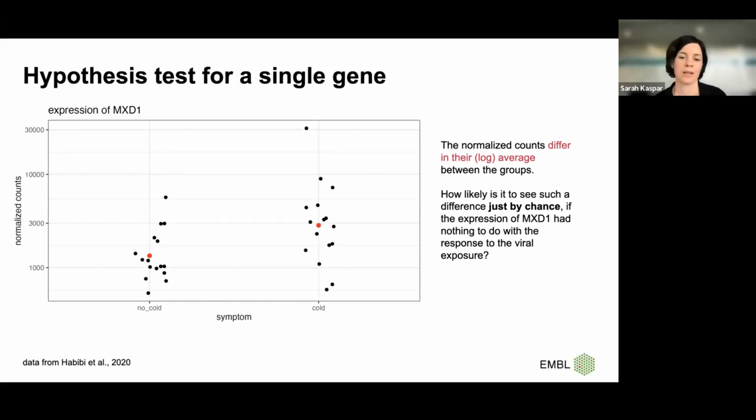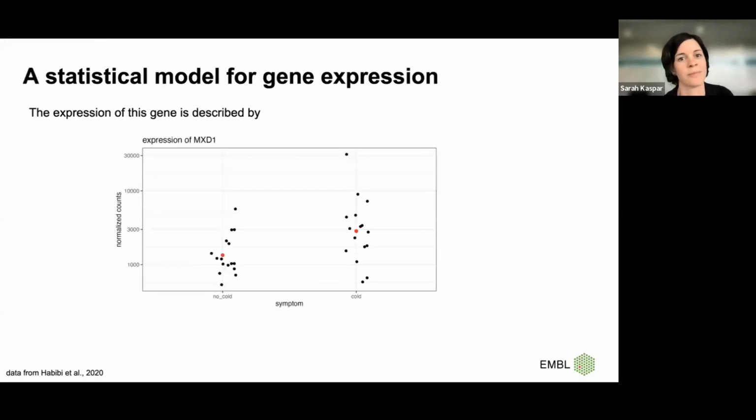So the question that we will want to answer is how likely it is to see this kind of difference just by chance if in reality the expression of that gene had nothing to do with the response to the viral exposure. So if we're asking how likely it is to see something by chance, what we're after are probabilities. And the way we can get probabilities is by using a statistical model.